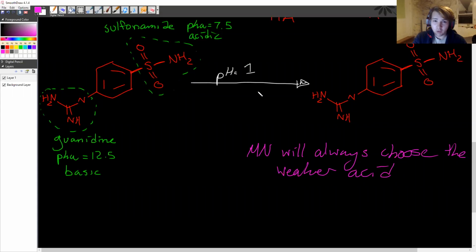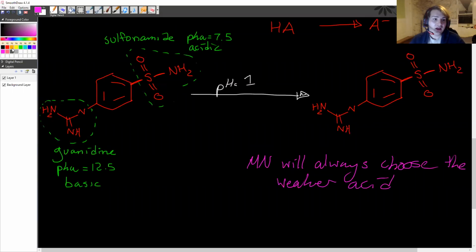So this is what we're going to do to help us set up these equations, all right? For the sulfonamide above, we know that based on the functional group, we're going to be choosing the equilibrium equation, HA goes to H+ plus A-. All right?